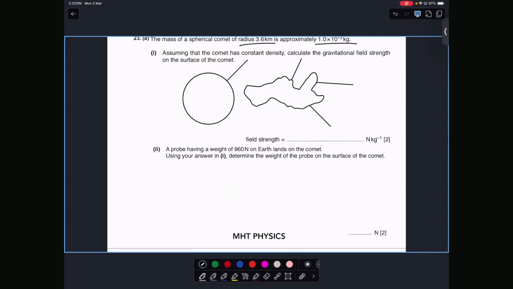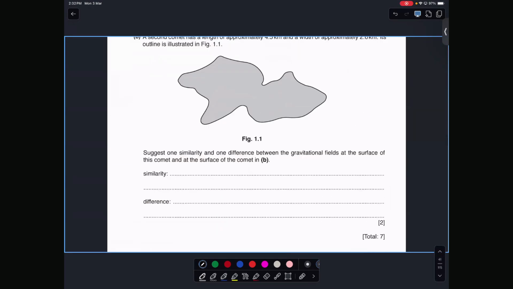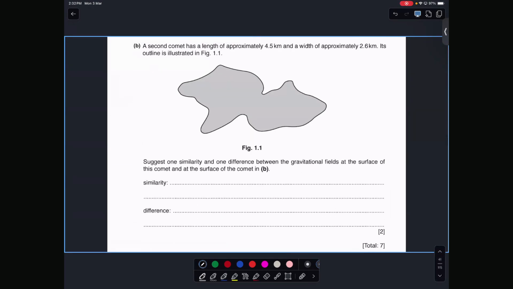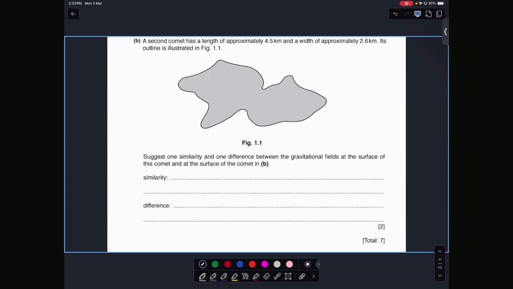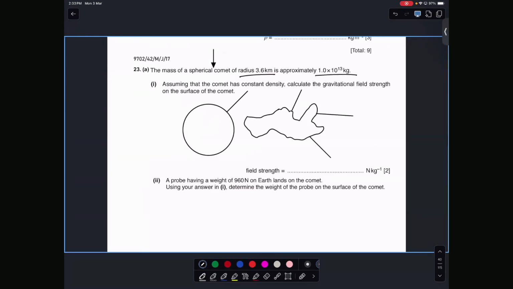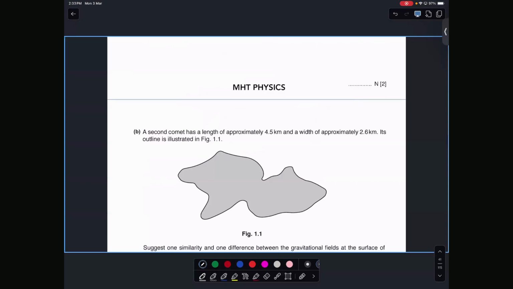We can state the order of magnitude, but we don't know its mass. Does it say same density or anything? A second comet has a length of 4.5 and a width of 2.6 kilometers. Its outline is illustrated here. Suggest one similarity and one difference in the gravitational fields at the surface of the comet and the surface of this comet. We don't have any other information, because there's no way for me to know its mass.